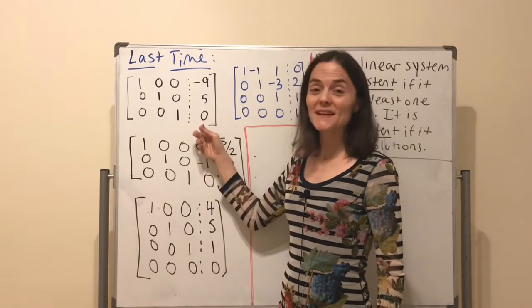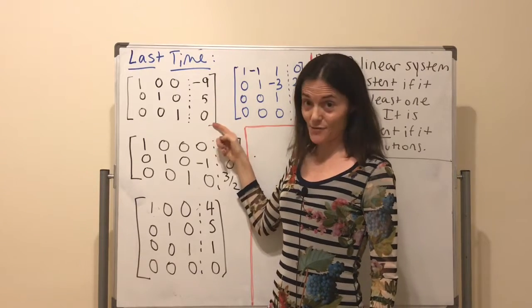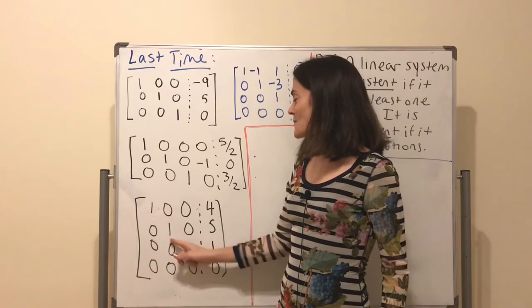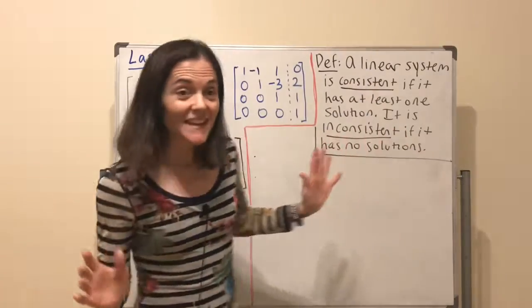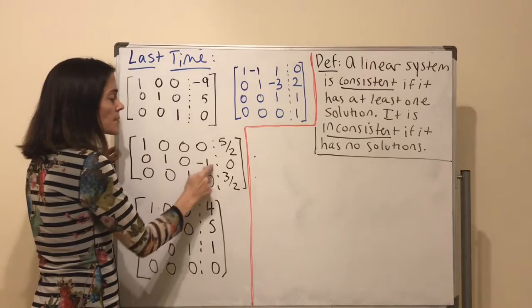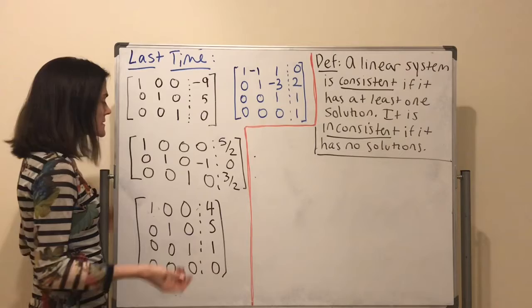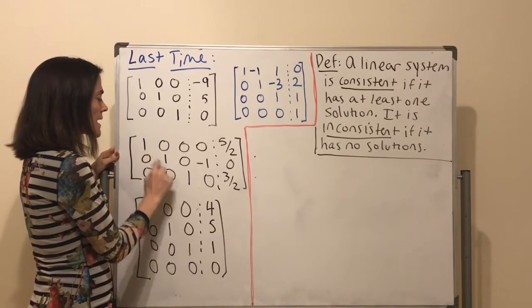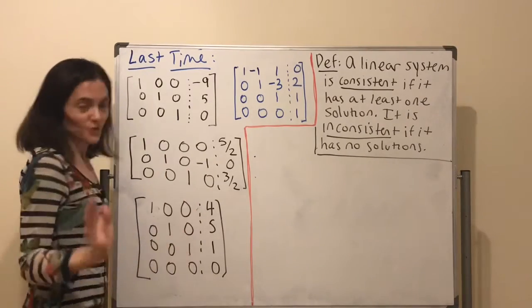This first one had a unique solution. It was X, Y, Z is minus 9, 5, 0. And the third one had a unique solution. It was X, Y, Z is 4, 5, 1. But the second one here, you see this was X, Y, Z, and W is a free variable here. We had infinitely many solutions. And the leading ones are in the X, Y, and Z columns. It made W free, right?